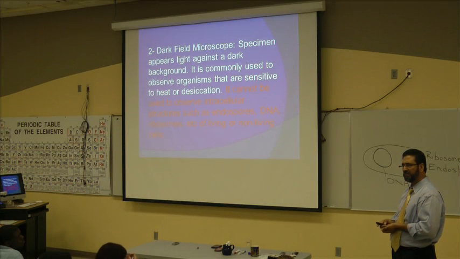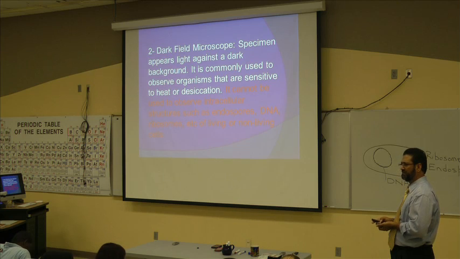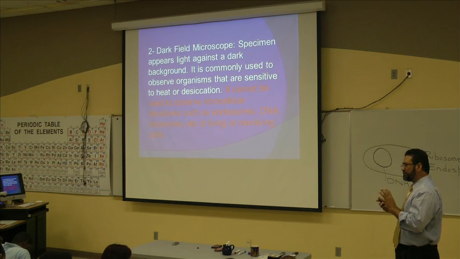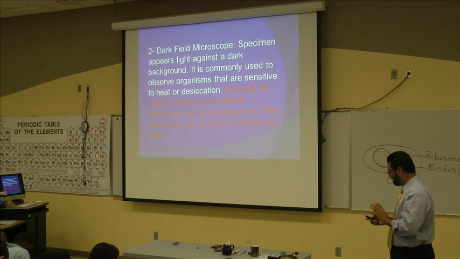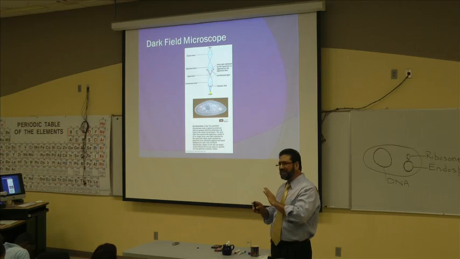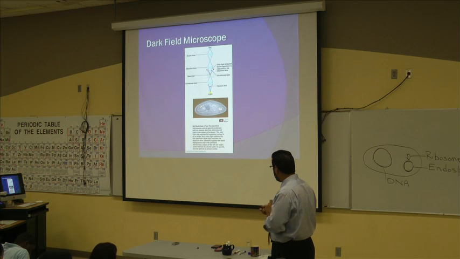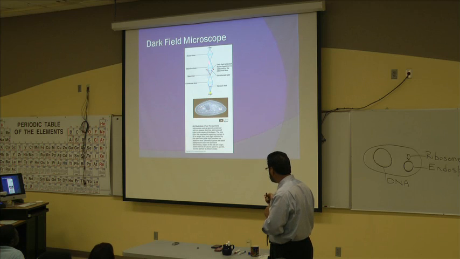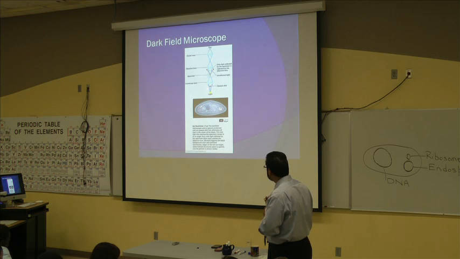Dark field. Now, a dark field microscope is just like bright field. The path of light in dark field is exactly the same as the path of light in bright field. But look at this metal disc right here. In the path of light, you place a metal disc. What it does is it blocks most of the light, and the light only travels on the edges. Most of the background you see is pitch dark.